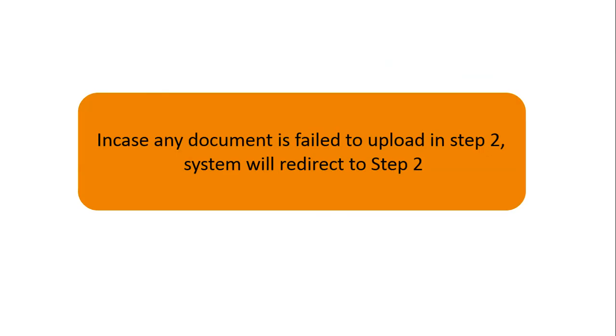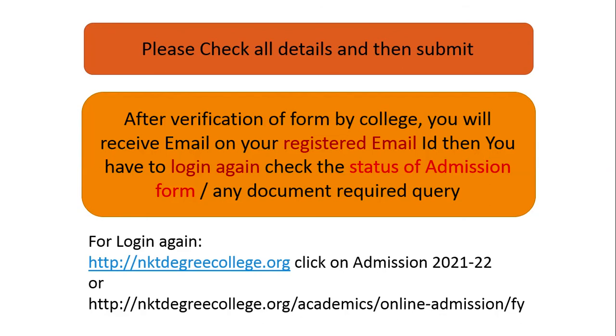In case any document has failed to upload, as mentioned compulsory in Step number 2, the system will redirect you to Step number 2 again. Please check all the details and then submit. After verification of the form by the college, you will receive an email on your registered email ID. Students, note that the email ID should be in small letters only. Then we have to log in again to check the status of your admission form. If the college raises any query, you will get that query in your admission status.